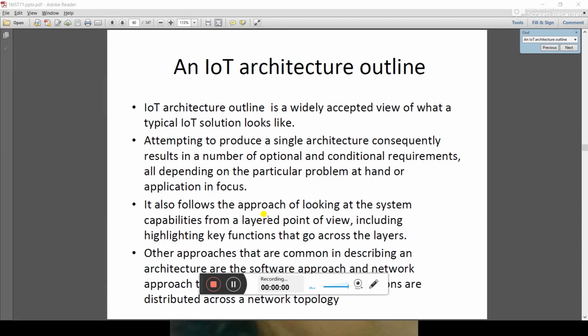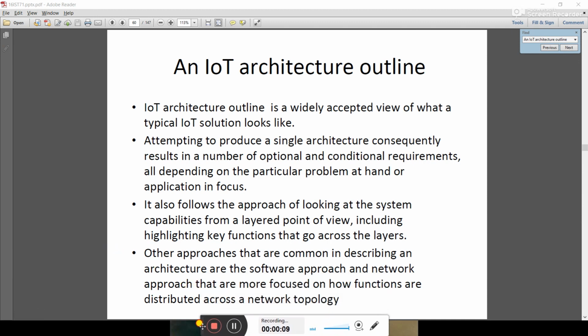Hello students. So today we will discuss an IoT architectural outline. Here we will find which types of things are important for the IoT architecture. So an IoT architecture outline is a widely accepted view of what a typical IoT solution looks like.